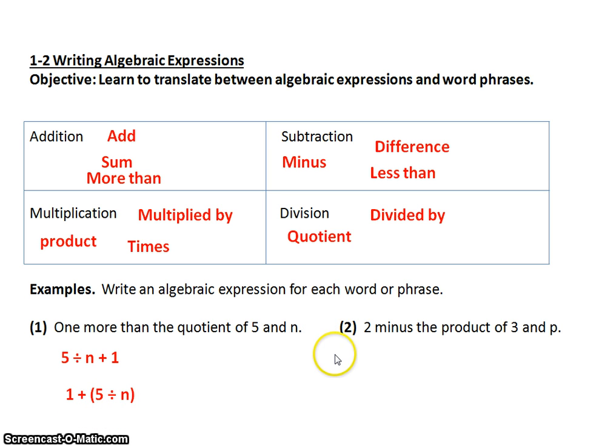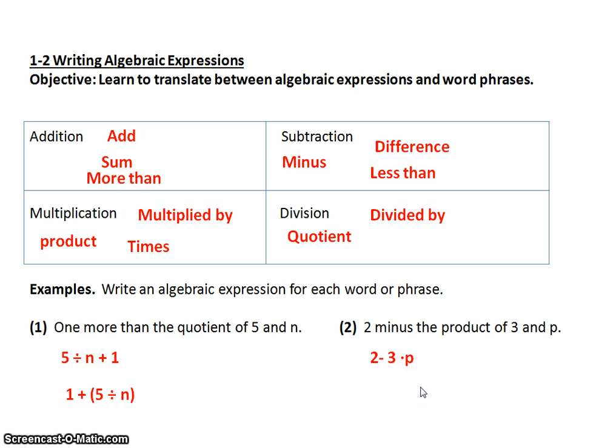Now let's take a look at example 2. In example 2, the phrase is 2 minus the product of 3 and p. Let's look for some key words in here. The word minus would indicate subtraction. Product would indicate multiplication. So we have 2 minus. Now we have multiplication, and this word product pertains to 3 and p. So in this case we would have 3 times p. So we would have 2 minus 3 times p.